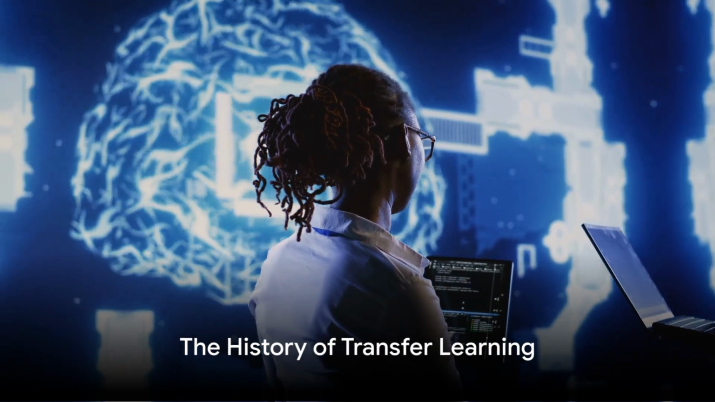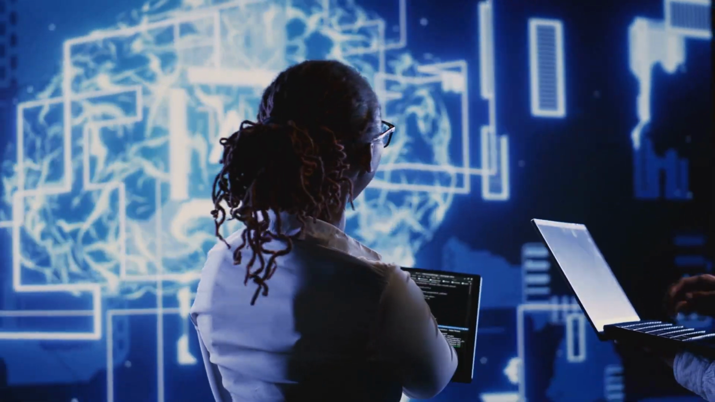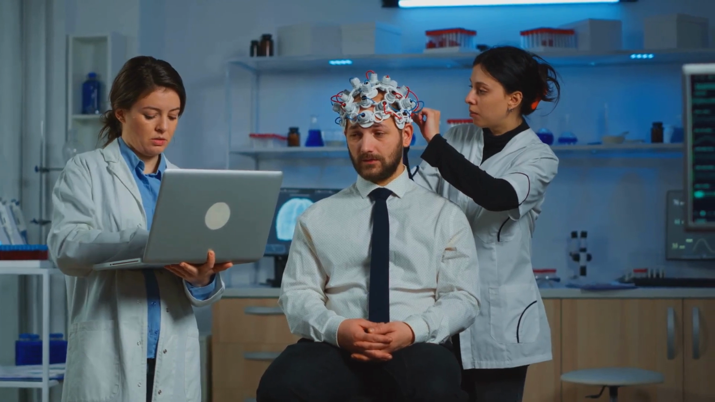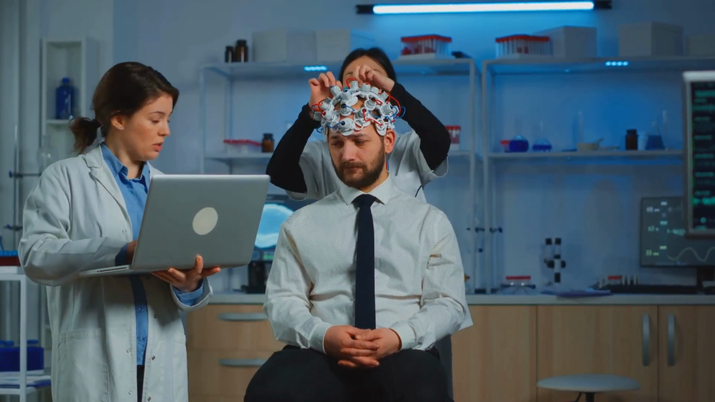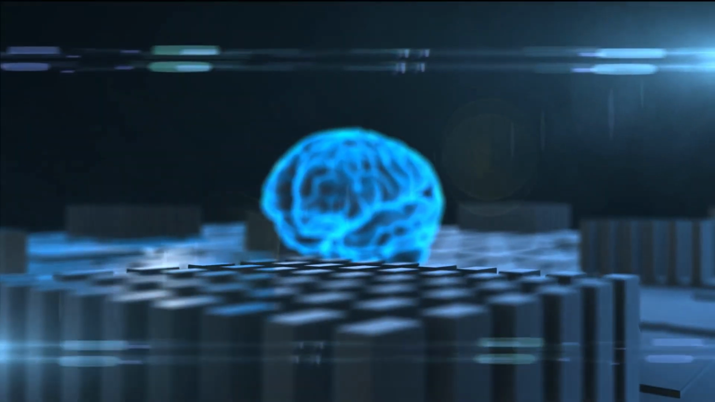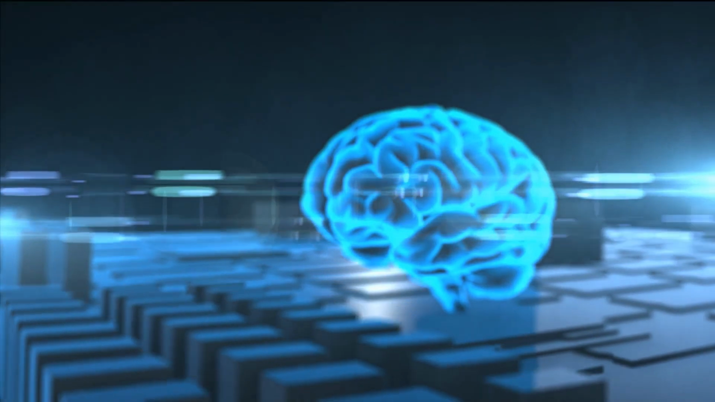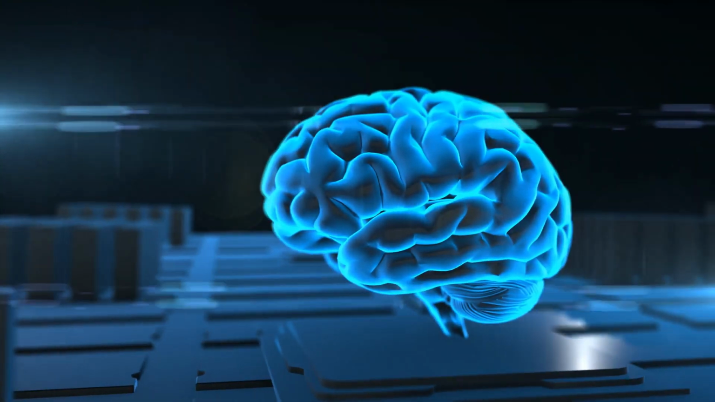To trace the history of transfer learning, we must venture back to the late 20th century. In the 1990s, the concept started to take shape, being applied in fields like psychology to understand how humans apply knowledge from one context to another. However, it was not until the advent of the 21st century, with the rise of artificial intelligence, that the true potential of transfer learning began to unfold.